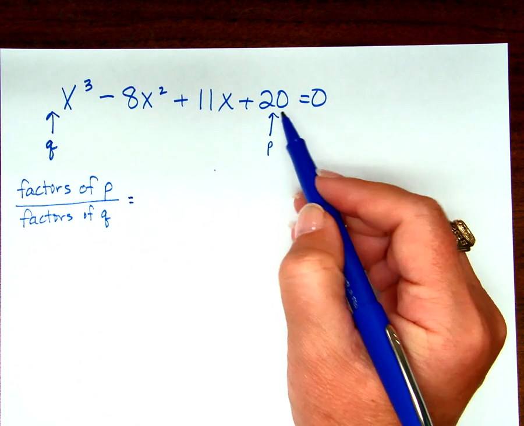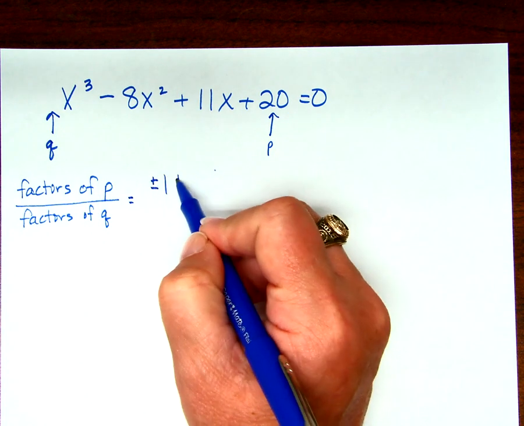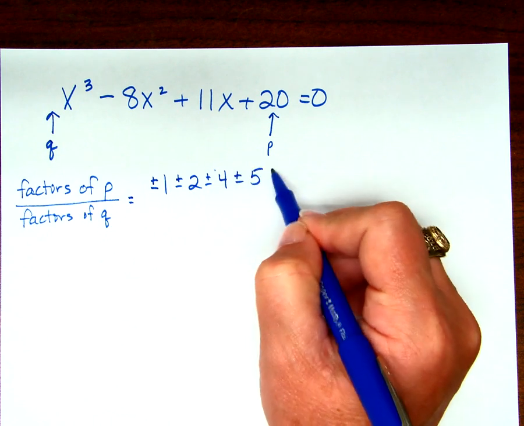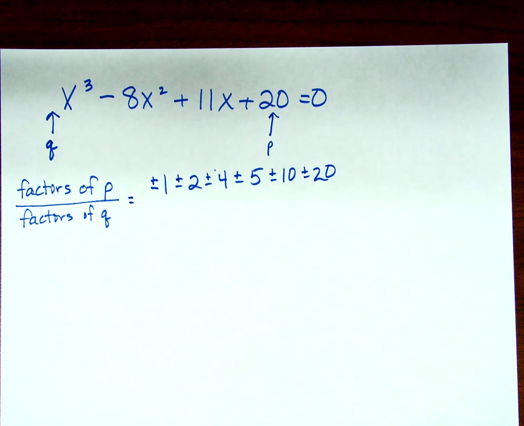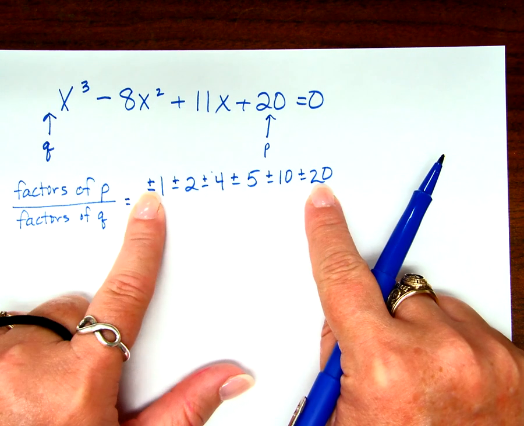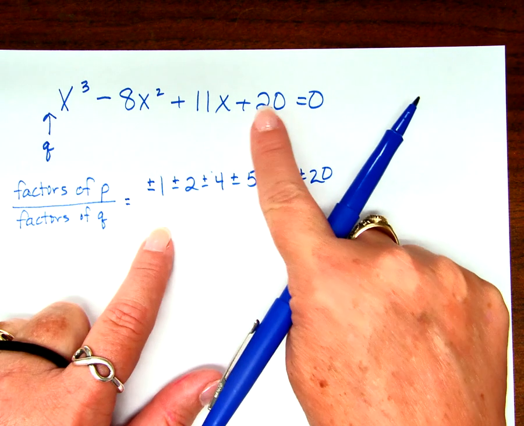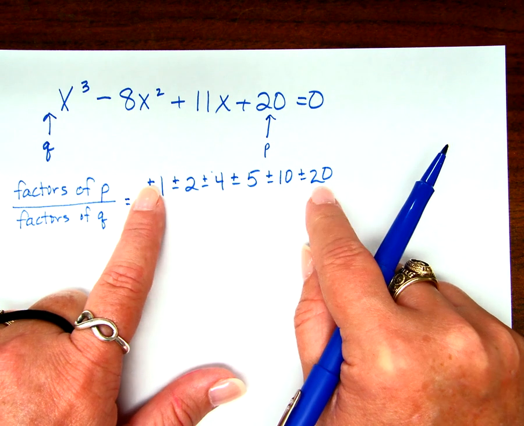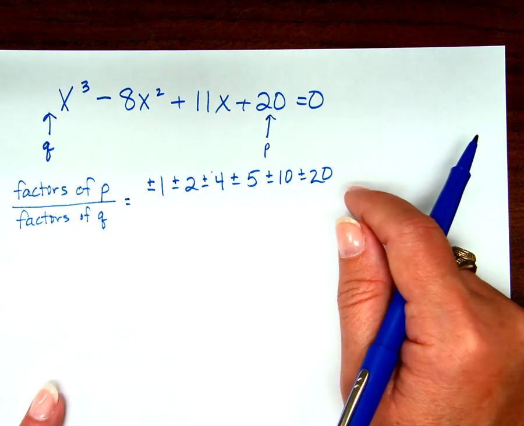Well, tell me what the factors of 20 are. 1, 2, 4, 5, 10, and 20. Now, why in the world did I put plus or minus in front of that? Because 1 times 20 is 20. But negative 1 times negative 20 is also 20. Well, what if that was a negative 20? Would I need the plus or minus then? I could have 1 times negative 20, and I could have negative 1 times 20. So I still need the plus or minus, don't I?